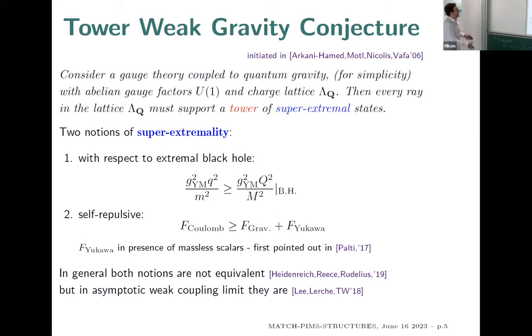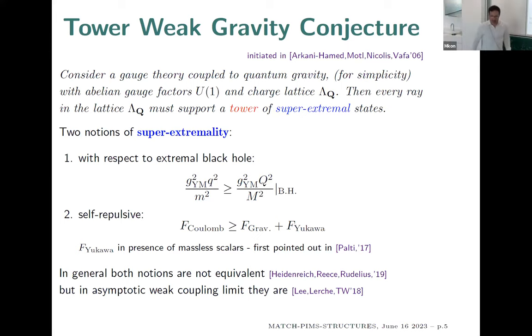And in general, since we are also talking about situations with moduli, we have massless scalar fields. Moduli is one of the topics of this workshop, of course. In physics, this means massless states. Massless states lead to these Yukawa interactions and tend to a modification. So these are the two versions of super extremality.